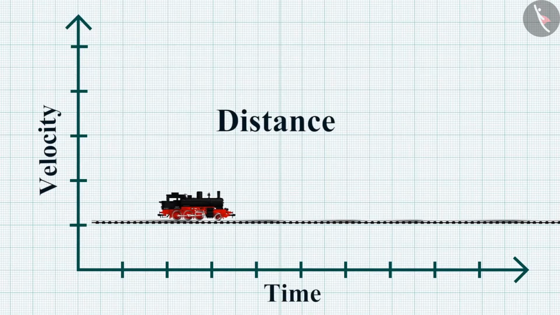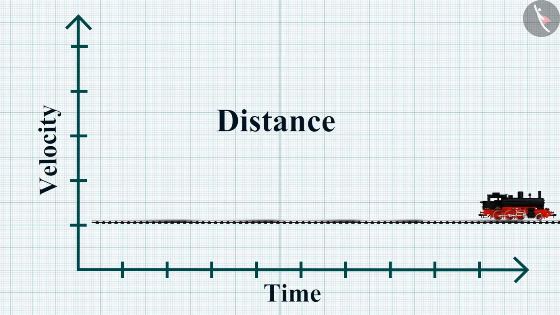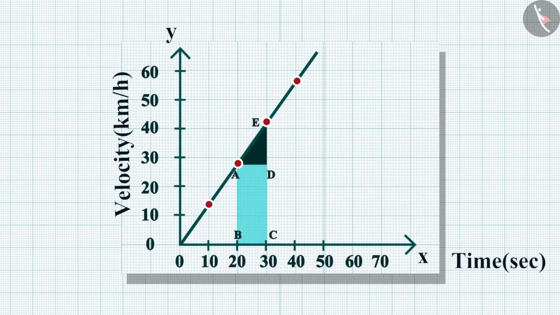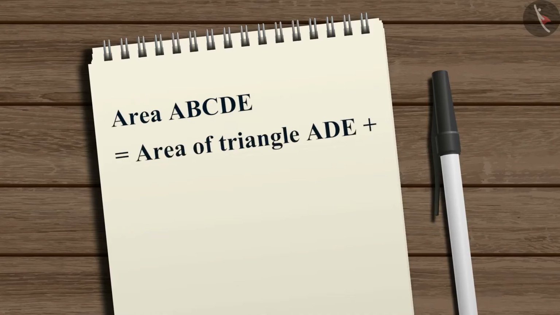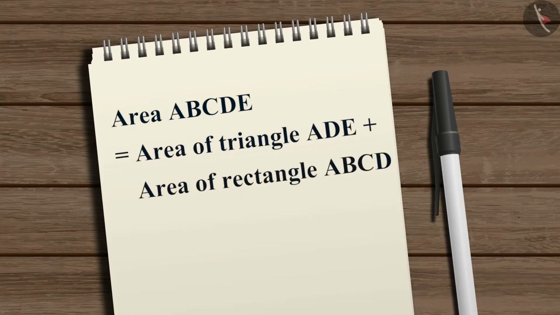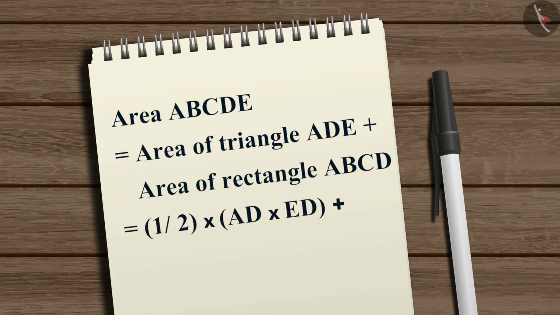We can also calculate the distance covered by the train from the velocity-time graph. To calculate the distance travelled by the train in a certain time interval, we have to calculate the area of ABCDE under the velocity-time graph. Area ABCDE is equal to area of triangle ADE plus area of rectangle ABCD, which is equal to 1 upon 2 multiplied by AD multiplied by ED plus AB multiplied by BC.